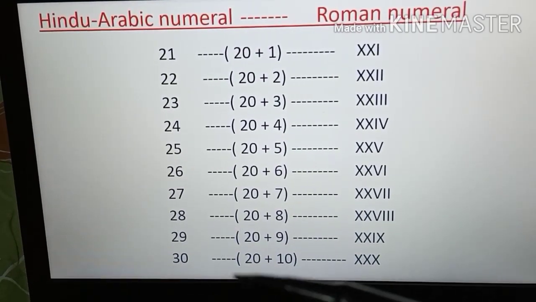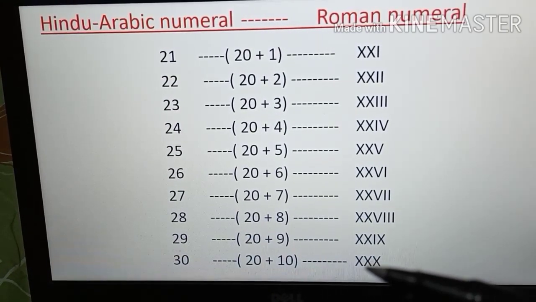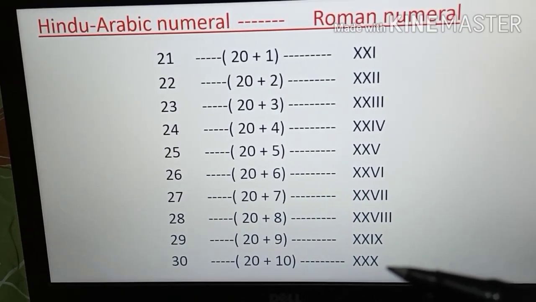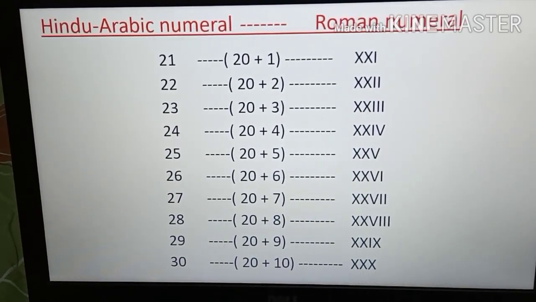Okay. Now we come to number 30, that is 20 plus 10. 20 is your XX and 10 is again X. Yes, one more X. So 3 times X represents number 30. Very good.